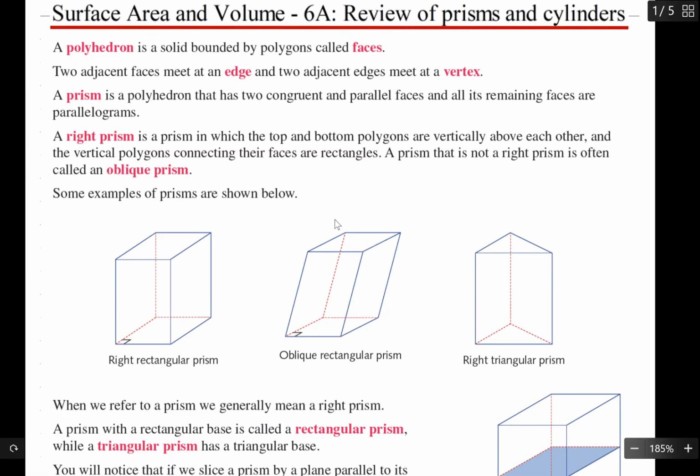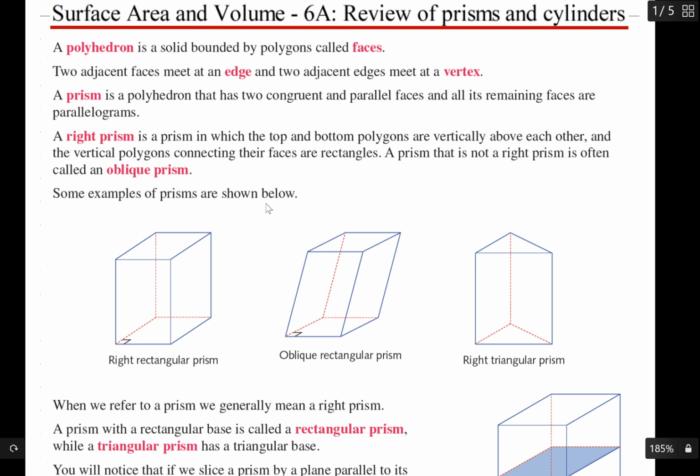This is the first screencast for our new topic, surface area and volume. Chapter 6 starts off pretty straightforward, I think, with a review of prisms and cylinders. So if you were switched on last year, you'll probably be pretty up to date. But nevertheless, for today's work, we are going to go through the stuff on prisms and cylinders, and hopefully you'll find it pretty straightforward.